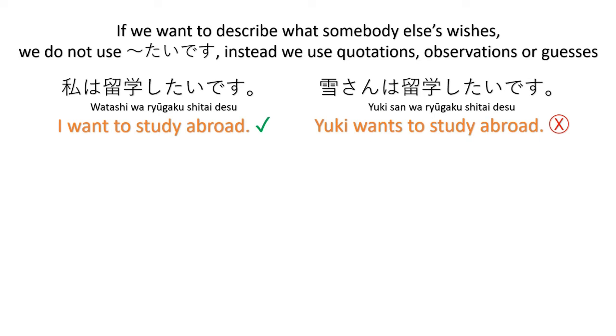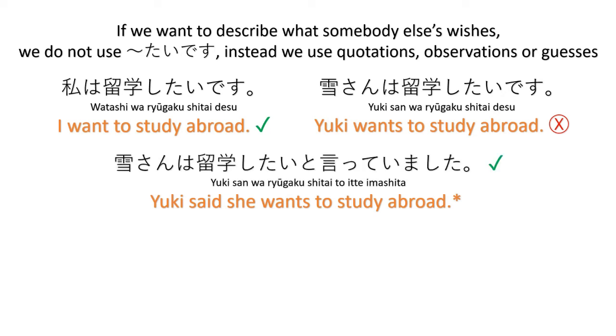This is not how we say it. So for example, Yuki told us that she wants to study abroad. So Yuki said she wants to study abroad. Here, we must use to ittaimashita. So Yuki-san wa ryugaku shitai to ittaimashita. Yuki said she wants to study abroad. Okay?